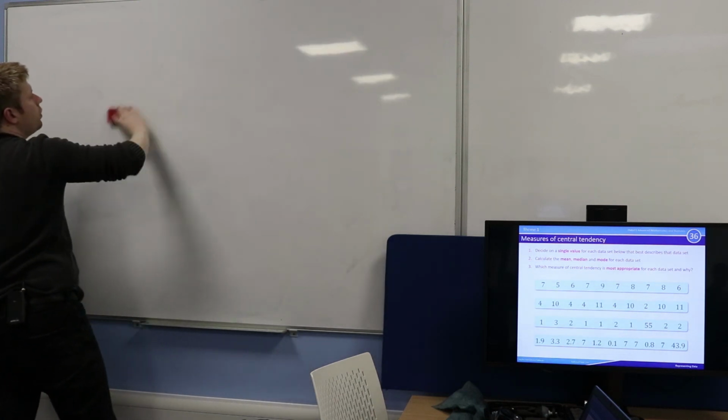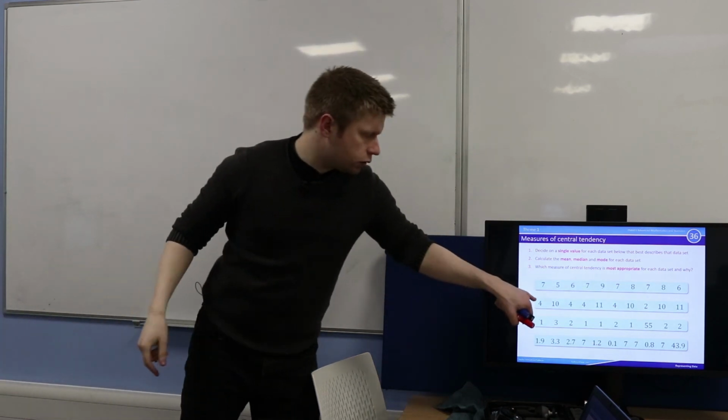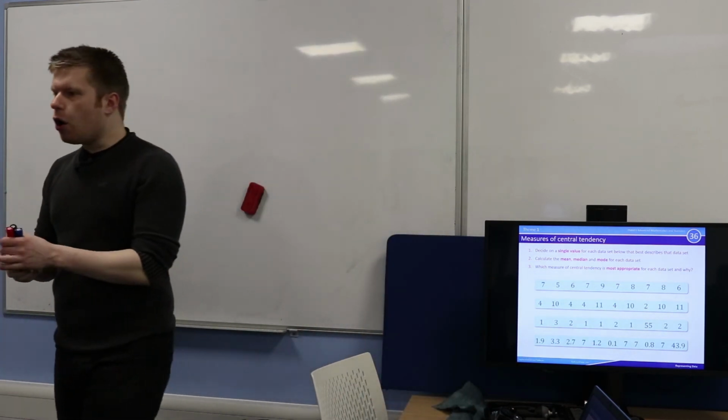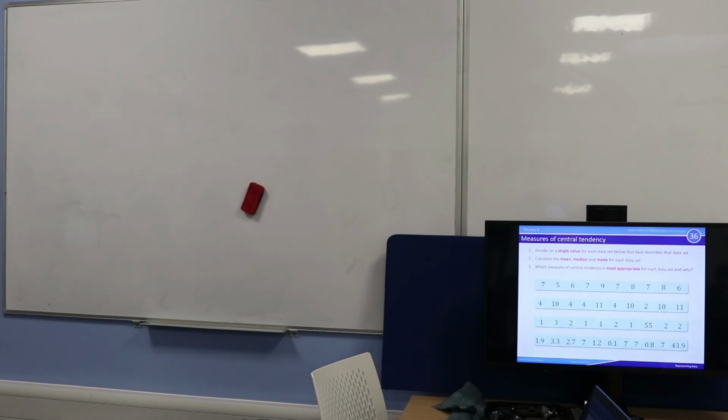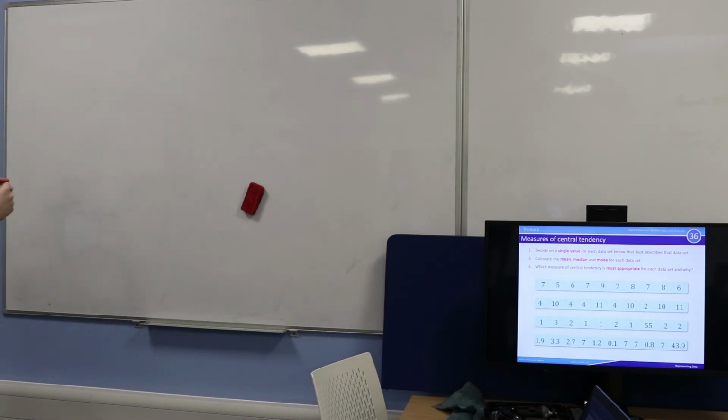So, on the screen, I have given you 4 data sets, okay? So 1, 2, 3, and 4. And for homework, I asked you to decide on a single value, first of all, that best represents each of those data sets. So tell you what, let's create a little table.